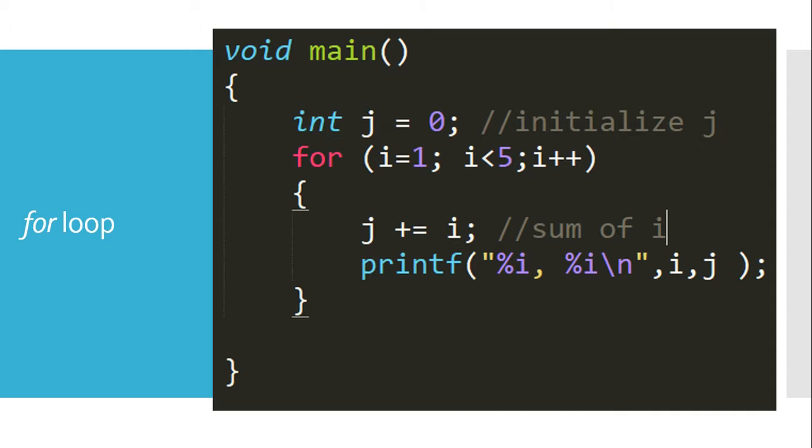For i is equal to 1, i is less than 5, i++. So j is just the sum of all the i's, and then we're going to print both i and j. See how you can do that in printf? That's something else that we can do with printf. We can play around with that. So that's the end of the slideshow.